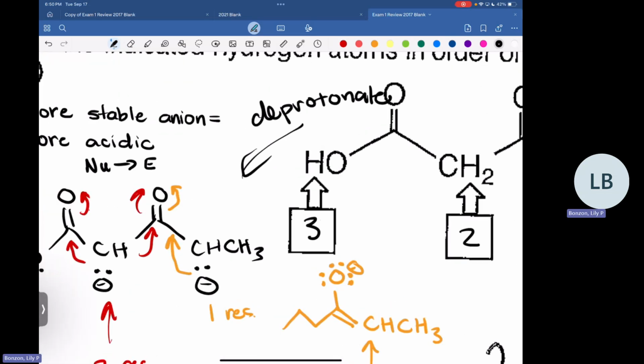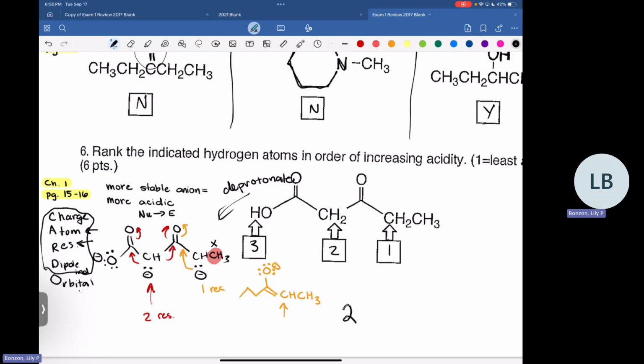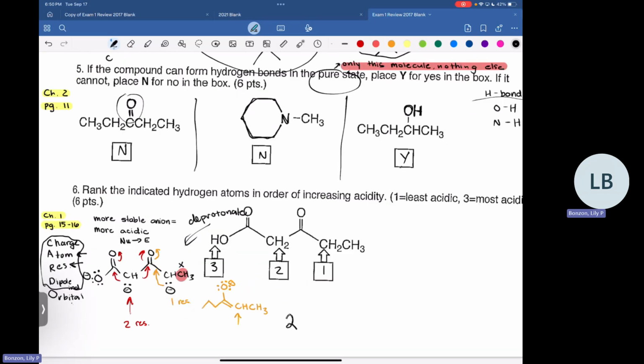And the reason why we can't resonate to the right over here is because this carbon just has hydrogens. It doesn't have anywhere we can push those electrons to, so we'd either have to break a bond or do something kind of weird. So we can't resonate over here just because it's a CH3. But we can with the oxygen. Okay, so that's going to be that question.